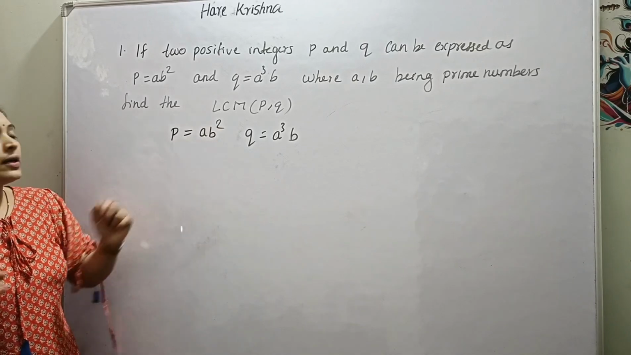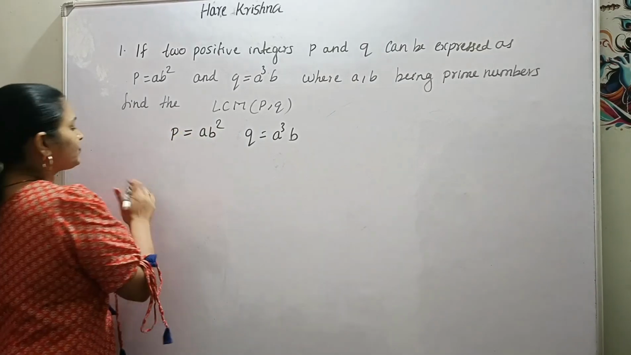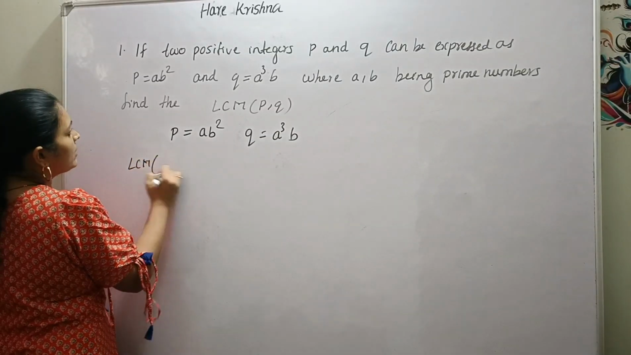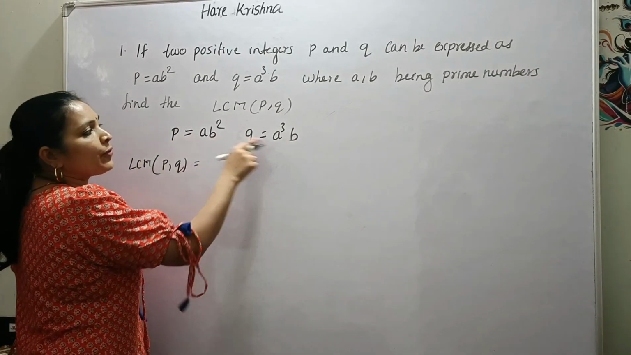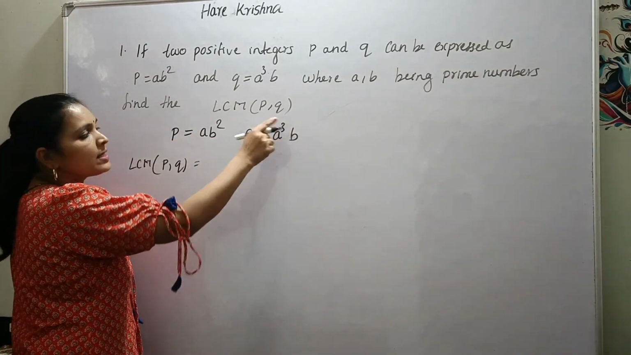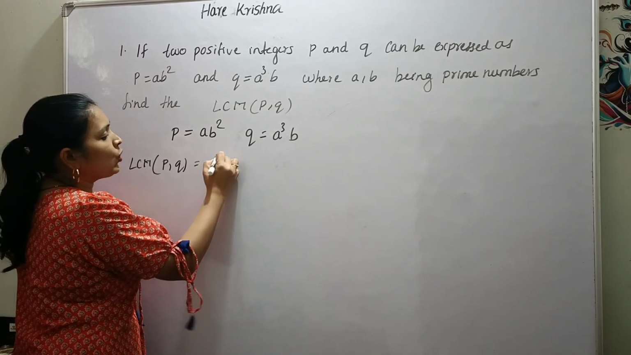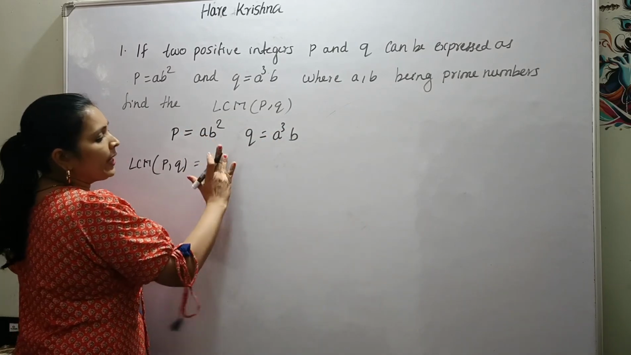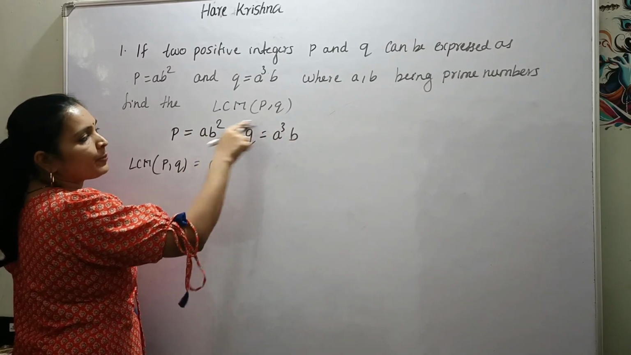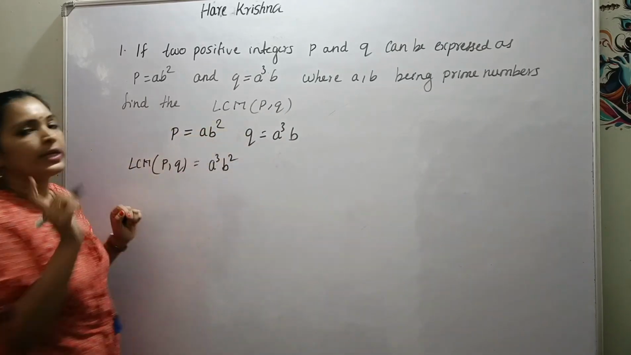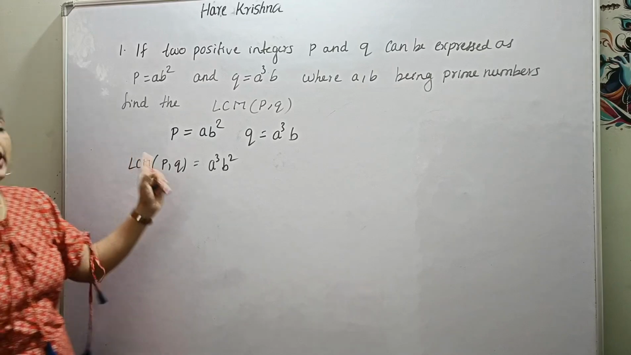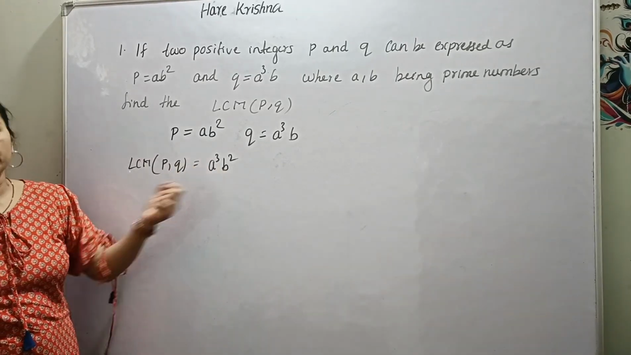So here, the greatest power of a. LCM of p and q is equal to, what is the greatest power of a? 3, right? So a cube, into the greatest power of b, which is 2, that is b square. So here the LCM of p and q is a³b².